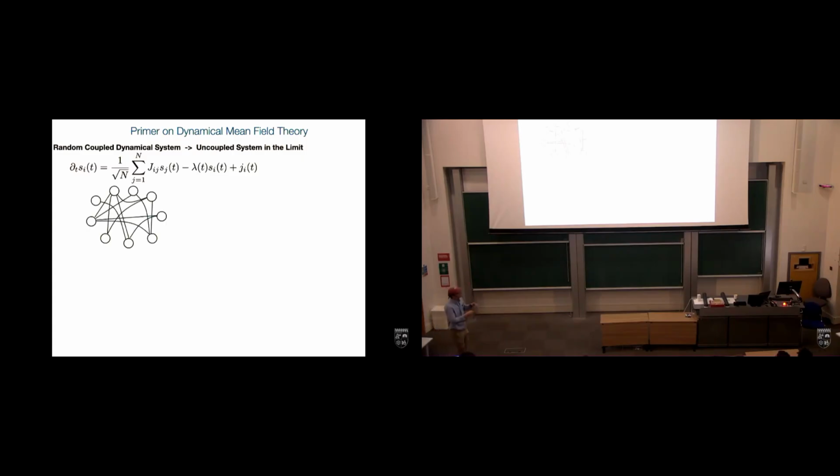Yesterday I introduced this idea of DMFT. The idea was you have a coupled system. We had the spin glass example. The coupled system at finite size, where J is just a random matrix with symmetric entries. This is the P-spin model with P equals 2, the example from yesterday.